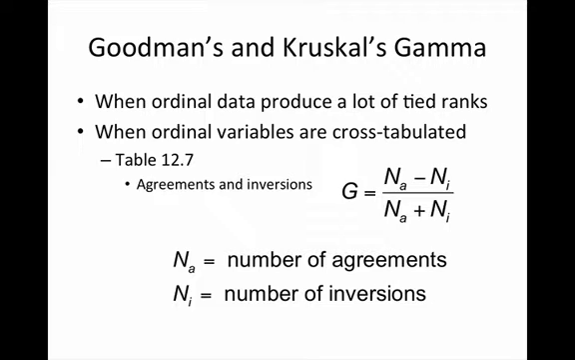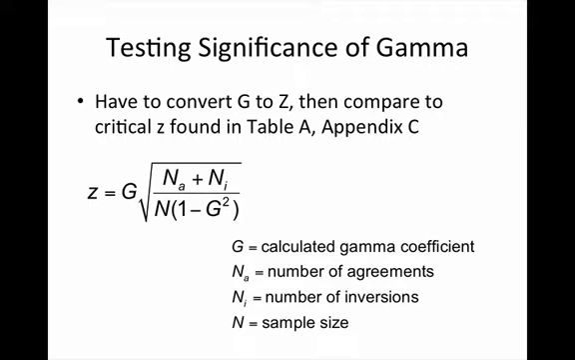And the essential idea is that we want to talk about agreements and inversions, and those are both discussed really well in the textbook. And so Na is the number of agreements, and Ni is the number of inversions that we have. And the gamma coefficient is the result of subtracting the number of inversions from the number of agreements, okay, and dividing by the sum of the agreements and the inversions. Okay, and so this is how we calculate gamma.